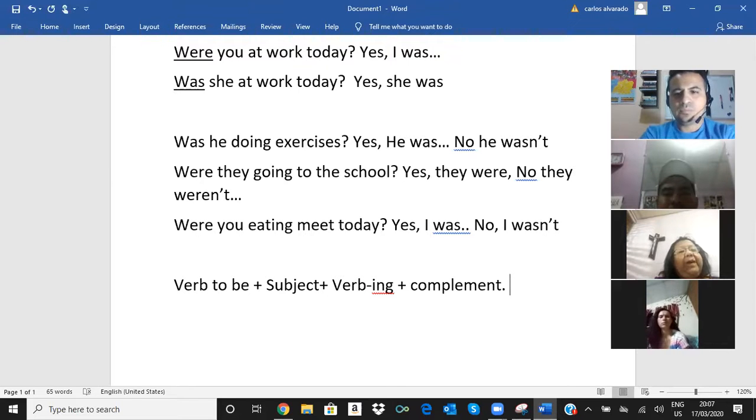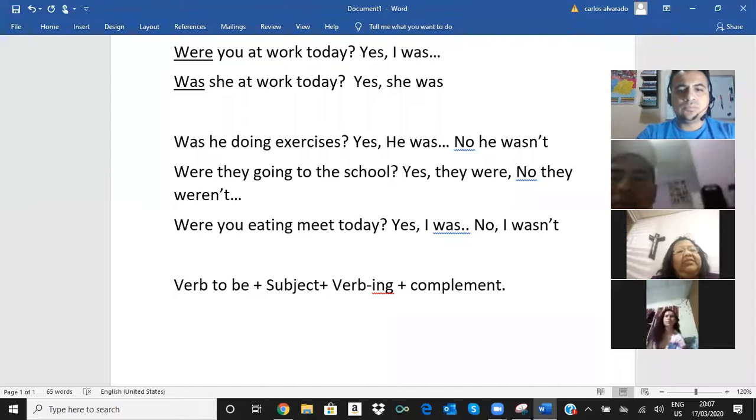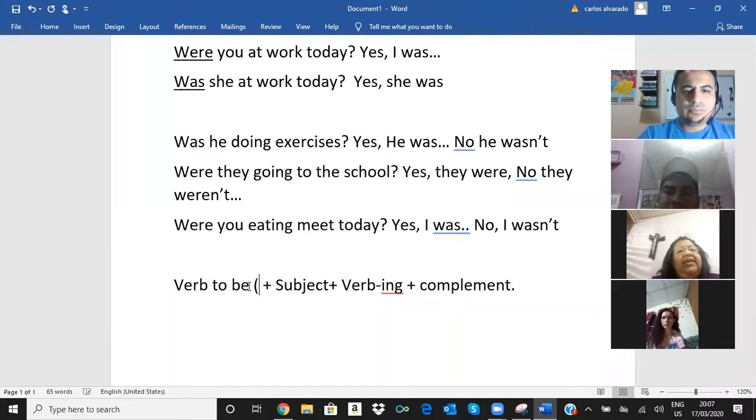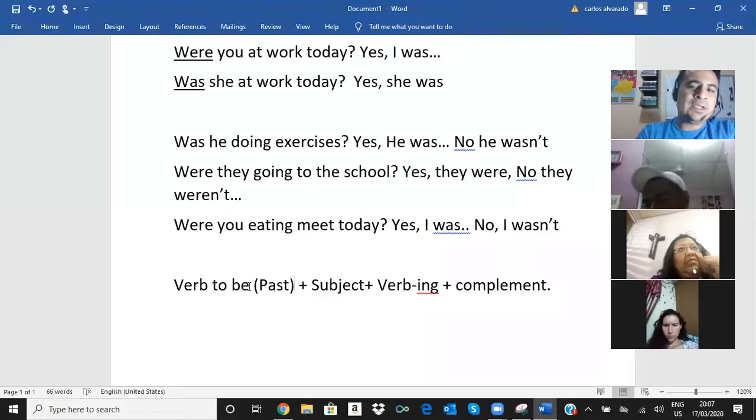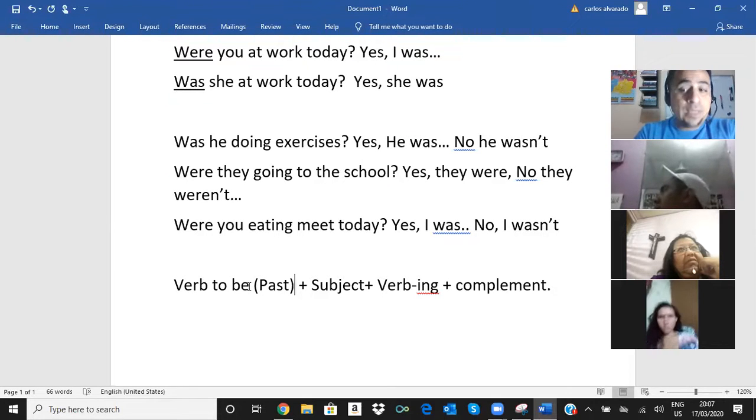When we use the past, always use verb with ING? En algunos casos sí. Si estoy hablando de acciones continuas, por ejemplo, estabas yendo al trabajo, o estabas haciendo ejercicio, o estabas comiendo, o estabas corriendo, estabas hablando por teléfono ahora. Es el pasado, pero es como una acción continua en el pasado. Te estoy preguntando si estabas comiendo, estabas hablando, estabas manejando. Were you driving?